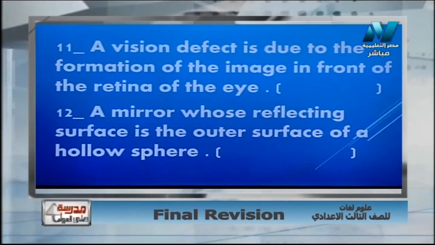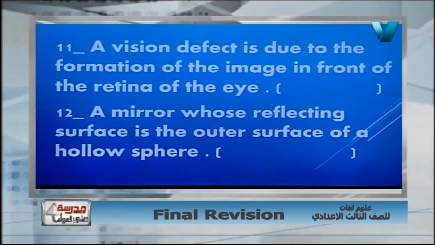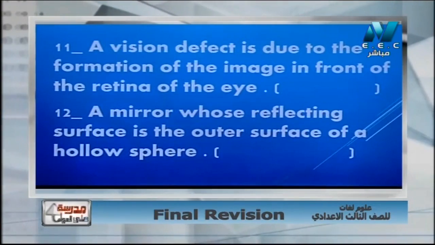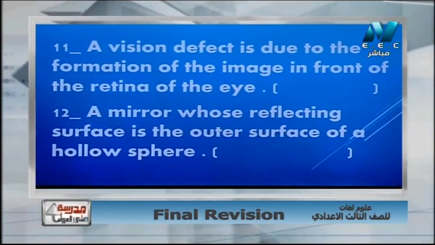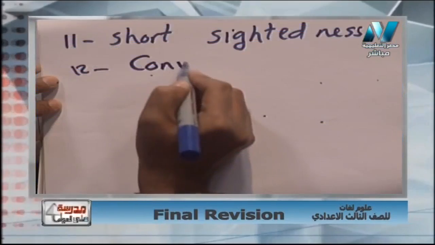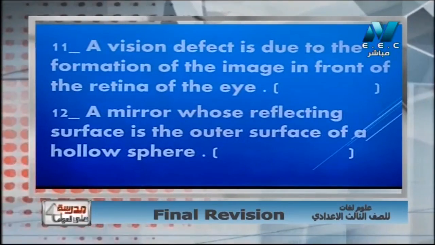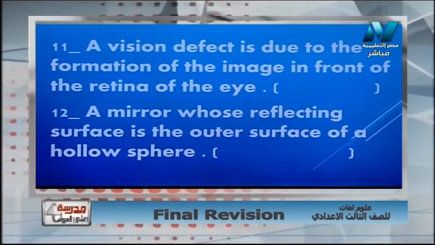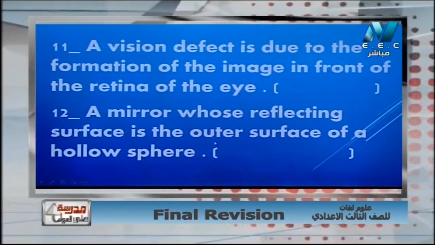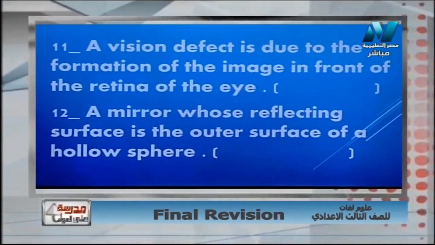Number 12, mirror. How many types of mirrors do we have? Plane mirror and spherical. Spherical mirrors may be concave or convex. A mirror whose reflecting surface is the outer surface, so sure it is a convex mirror. But if he says that it is the inner surface, I will say it is concave. But now it's a convex mirror.